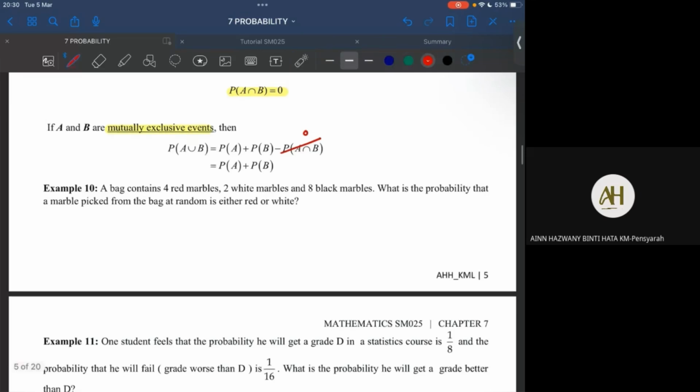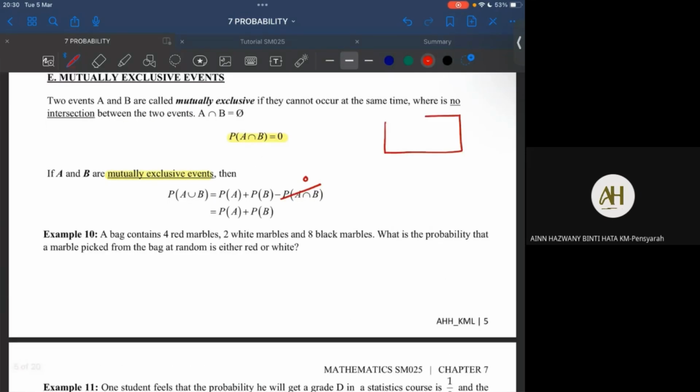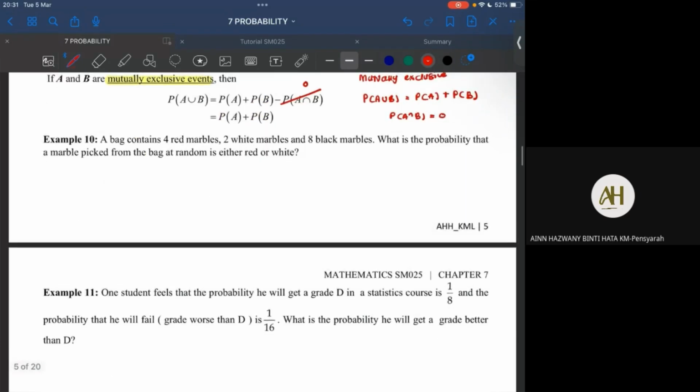Okay, so kalau bentuknya dalam Venn diagram, kalau kita letakkan di dalam Venn diagram, dia tak ada intersection. Ini event 1, ini event 2. Itu maksudnya mutually exclusive. So ingat, mutually exclusive, P(A union B) is equals to P(A) plus P(B), sebab P(A intersect B) equals to 0. So let's go straight to example 10.